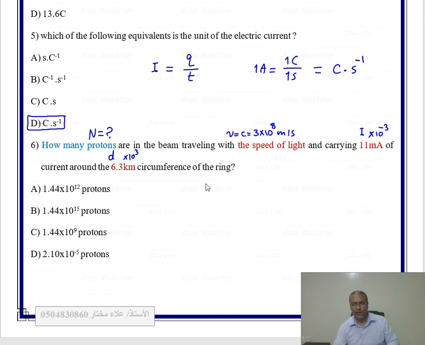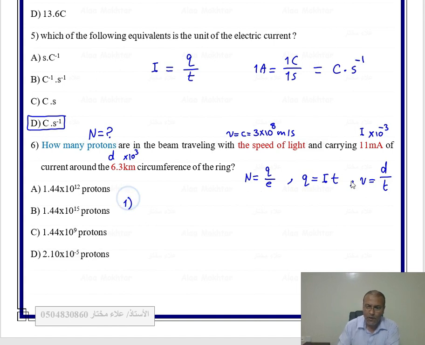Circumference of the ring. First of all, we need number of protons, so I will use this equation. Number of protons is equal to Q over e, because Q is equal to N multiplied by e. We haven't Q. Q equals I multiplied by T. We have I, but we haven't T. Oh, I can use v, which is equal to distance over time. We have velocity, speed, and distance, so we can calculate time. So the first step, I will use this equation: T equals distance over speed.